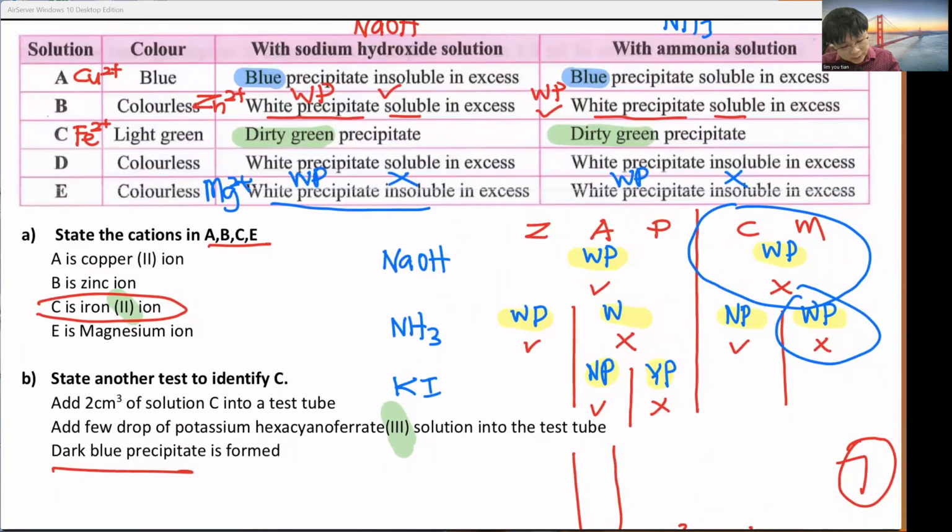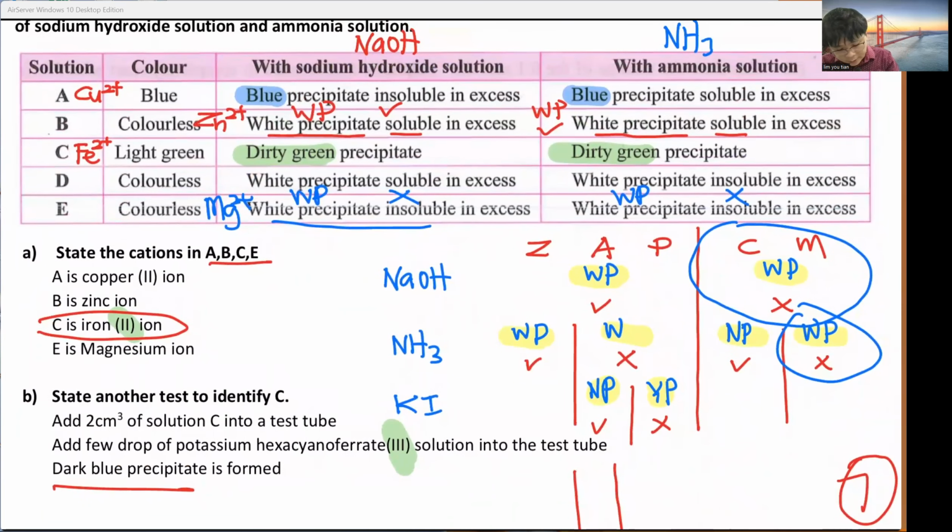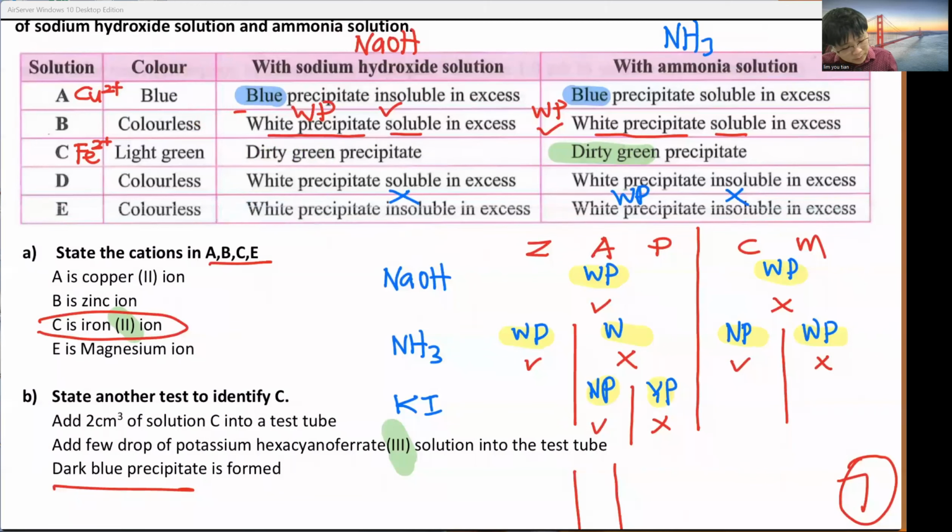Okay, D we have not yet confirmed. So we need to check who D is. When D is put with sodium hydroxide, let me show all the answers here first; later it's very complicated. We focus on D, the last one. So D gives a white precipitate that is soluble.